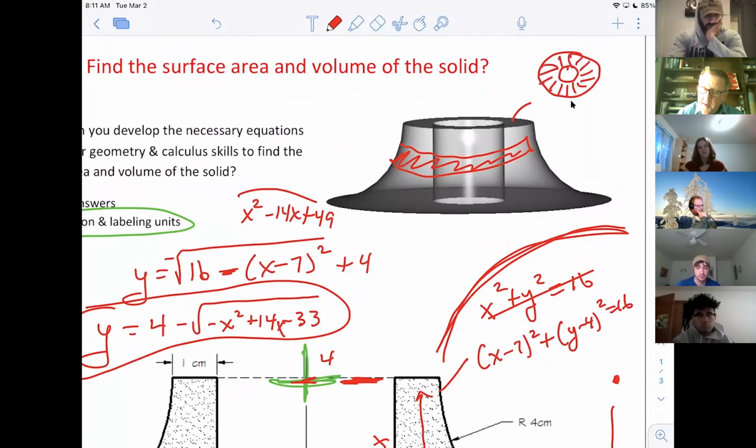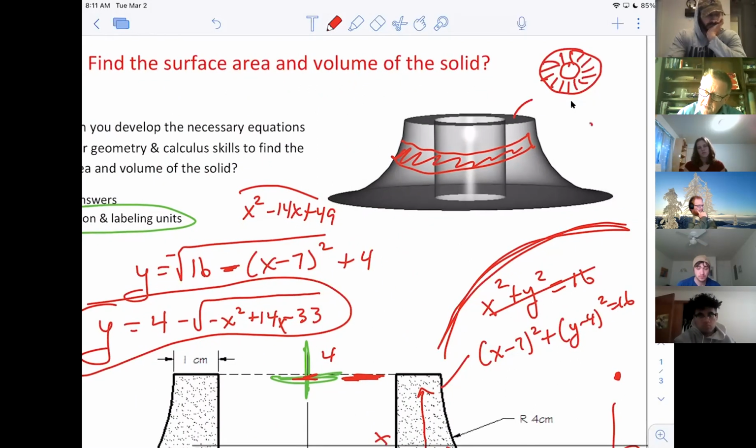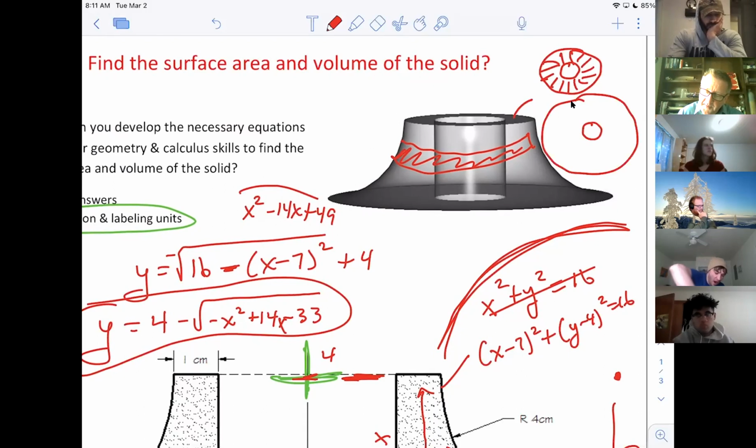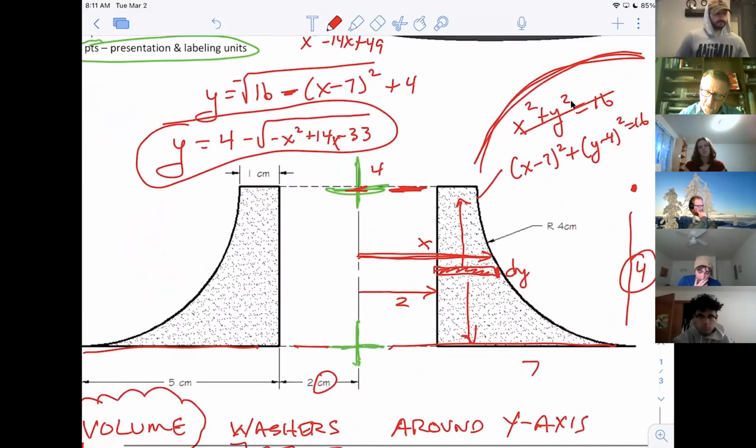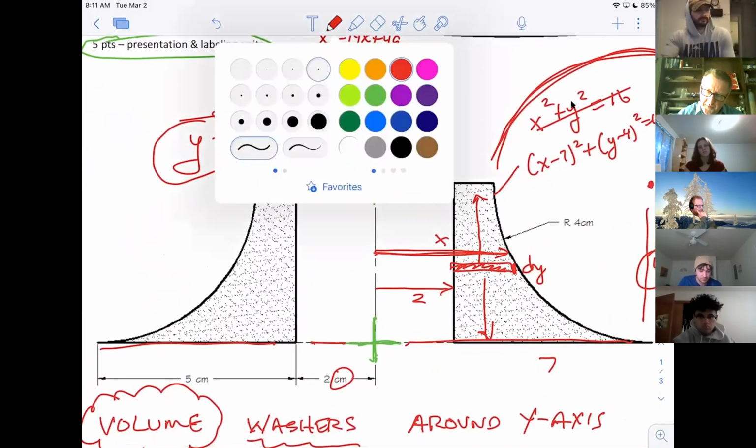So I've got that on the top. I've also got that on the bottom, which is going to have the same size inner hole, but obviously a much larger outer hole. And then you've got that lateral area, kind of the area of the inside of the cylinder down there. And so none of those are calculus problems. So let's just look at the calculus part of this. So what's that outer shape?